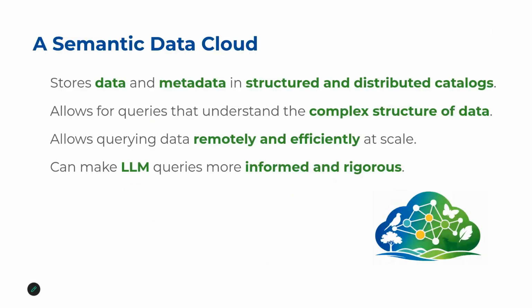So what we propose is a semantic data cloud for biodiversity, which is currently a proof of concept. It stores data and metadata in structured and distributed catalogs, which are inspired by STAC catalogs, which are used for geospatial data. It allows for queries that understand the complex structure of data. It allows querying data remotely and efficiently at scale. It can also make large language models understand the structure of the data to provide more informed and rigorous answers to questions.